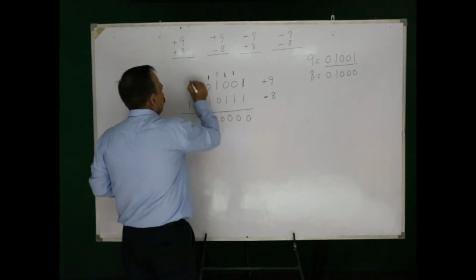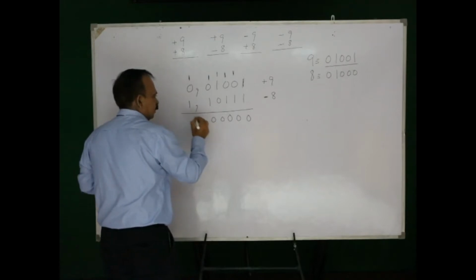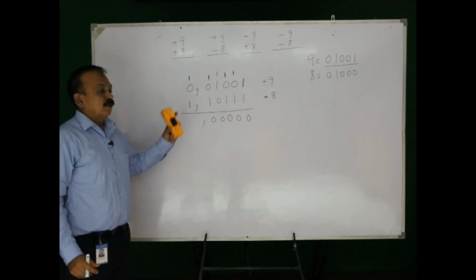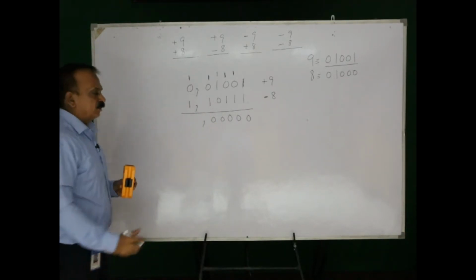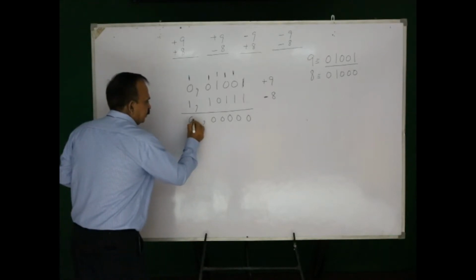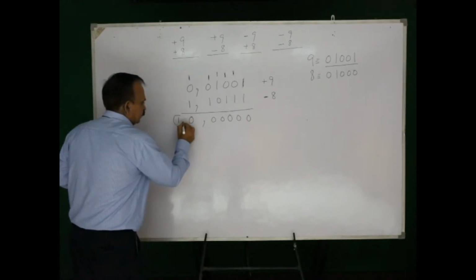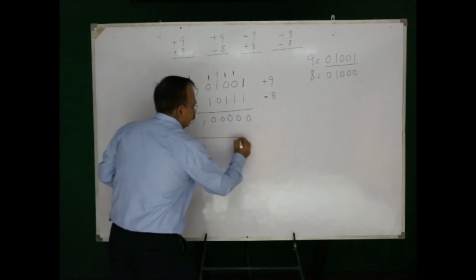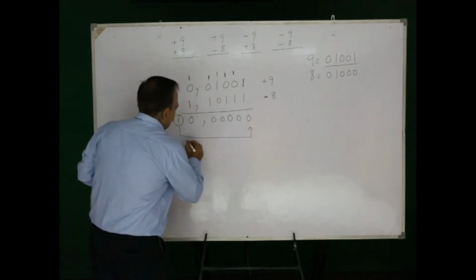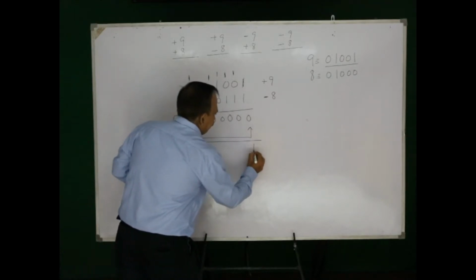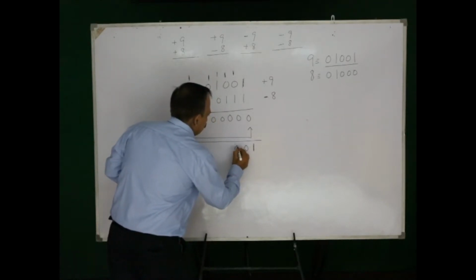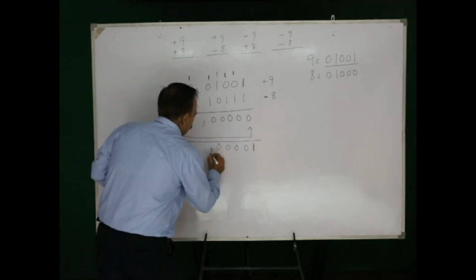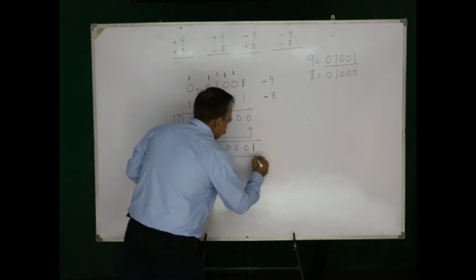It is 0, and the carry is 1. Now 1 plus 1 in the carry position, in the sign position, is 0 and the carry is 1. This carry will be added to the number as an end-around carry. I think it will be 1, 0, 0, 0, 0, and this sign is 0.